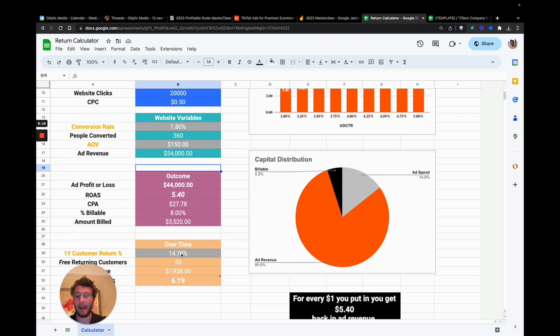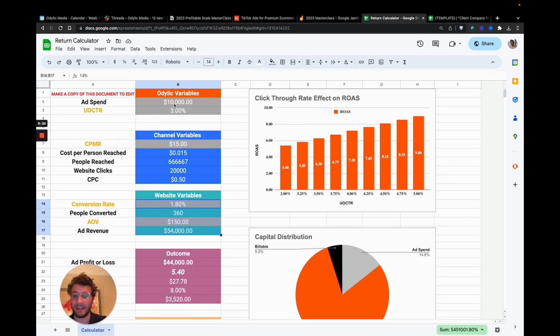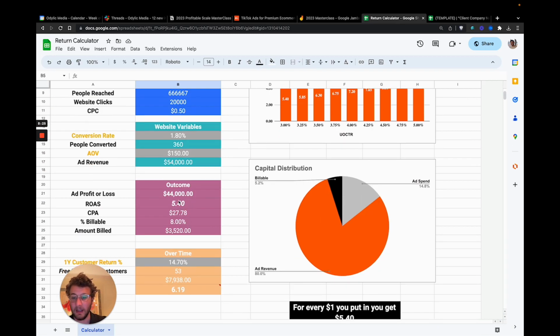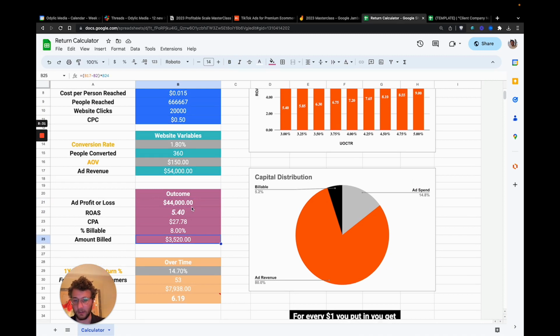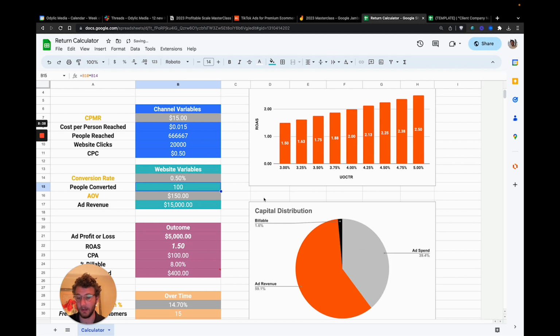But just to show you how big of an effect, of course, conversion and AOV have on your end of day profitability, again, we'll just quickly throw in some variables. As we can see here, we'd have an ad profit of around 44, again, before any costs, and we have a return of about a 5.4x ROAS. But if our conversion rate, instead of a 1.8 on the site, was maybe a 0.5, we see this a lot, you would only have a 1.5 ROAS. And if we just made this 0.5 conversion rate a 1%, we just doubled the entire ROAS.